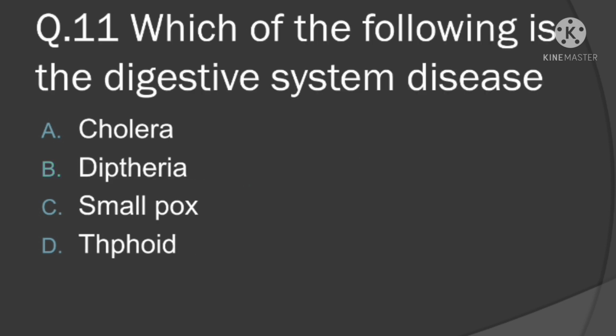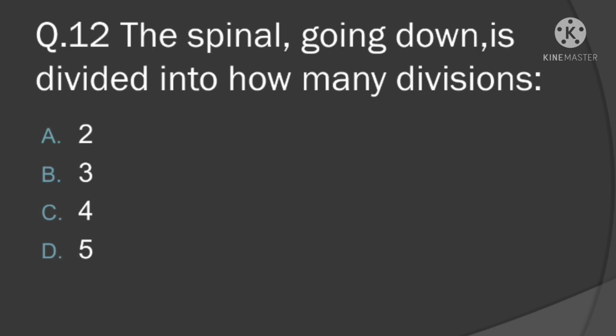Question 11. Which of the following is the digestive system disease? A. Cholera. B. Diphtheria. C. Smallpox. D. Typhoid. And the correct answer is A. Cholera.